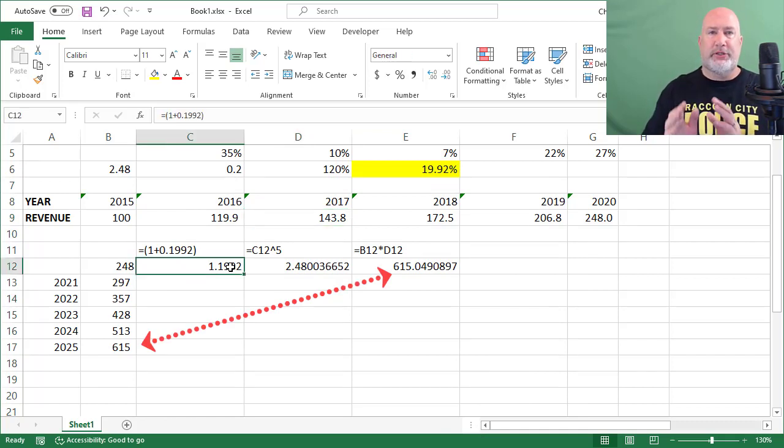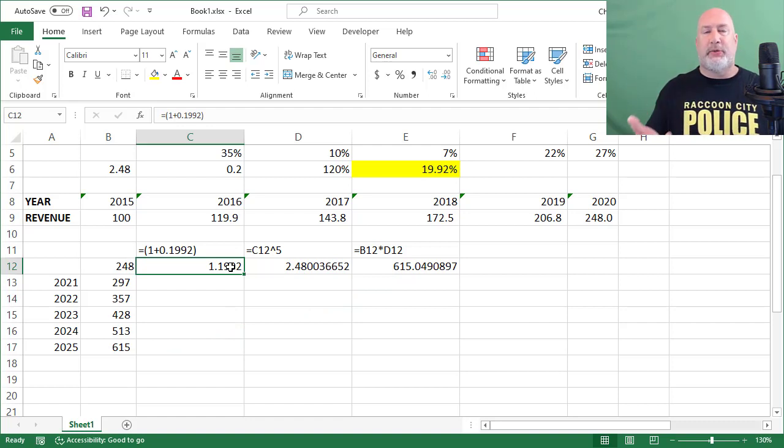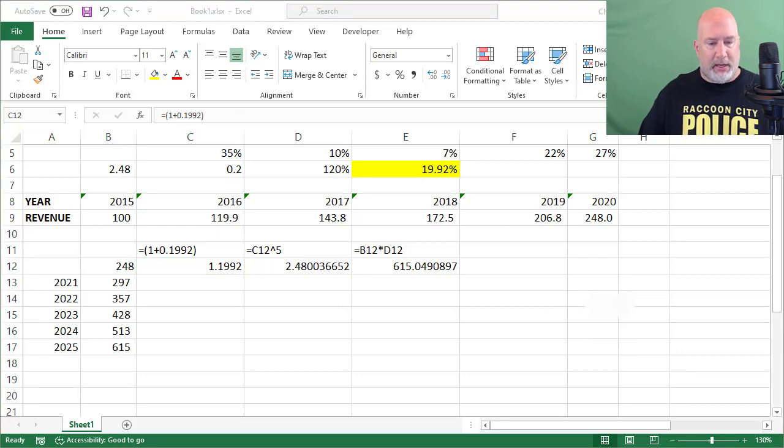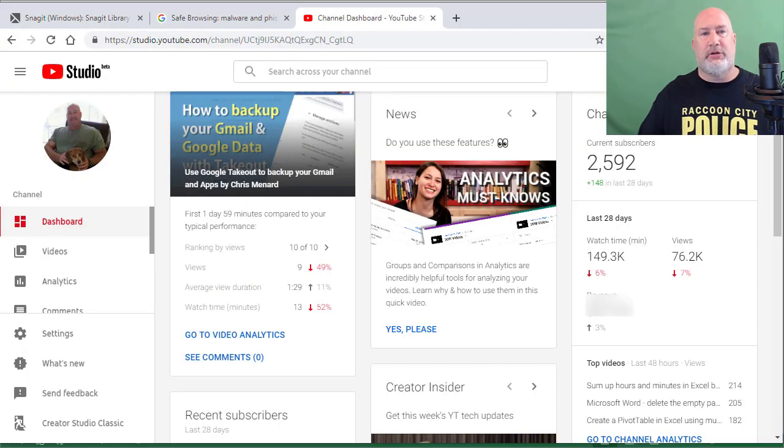All right, so you can use the compound annual growth rate to predict where you'll be in the future. So instead of looking at compound annual growth rate, you can also look at compound monthly growth rate. Why would you want to do this? Here's a great example. I am a YouTuber, so here's my YouTube dashboard pulled up.